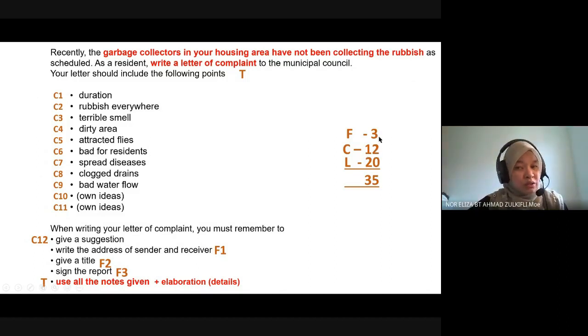So format is already 3 marks. 12 marks is your content and 20 marks is the language. So you get 35 marks. Now you have to remember, use all the notes given plus elaboration. These are the notes that you got. Remember that you have got to elaborate. How do you elaborate? You expand your notes by giving examples, by giving details. That's what you're supposed to do.